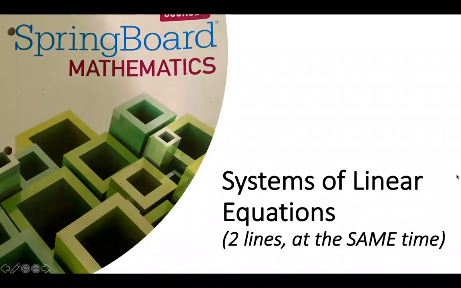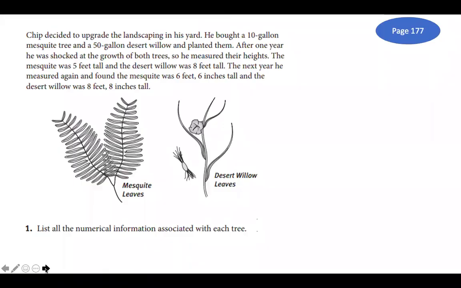All right, everybody. Today we are going to solve systems of linear equations. Systems of linear equations means we're going to have two lines and we're going to be solving them at the same time. All right, let's give it a try. Please make sure you have your book out. We're on page 177. You need to be taking notes.